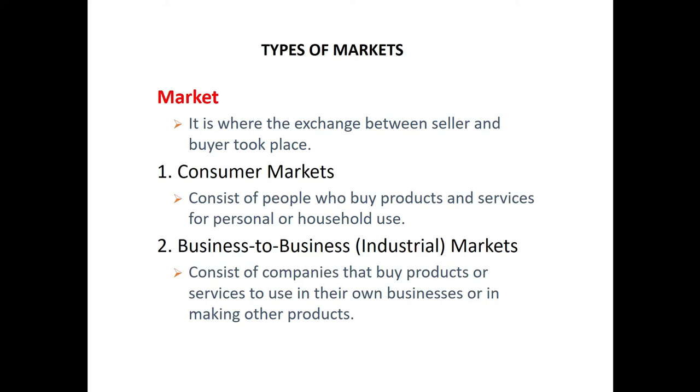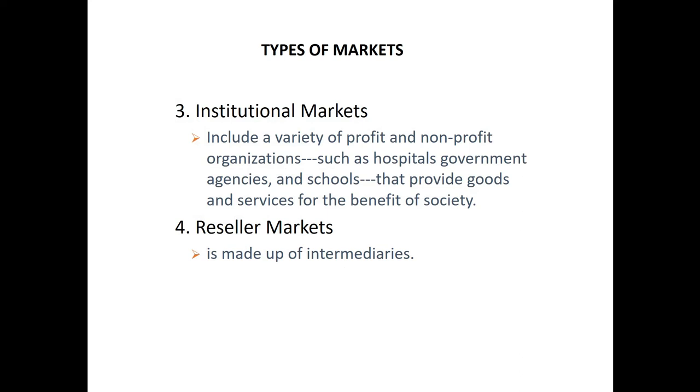However, when we speak of markets, we're also talking about consumer markets, which consist of people who buy products and services for personal or household use. We also have business to business markets or industrial markets. It consists of companies that buy products or services to use in their own businesses or in making other products. And then we also have institutional markets. We're talking about a variety of profit and non-profit organizations, such as hospitals, government agencies, and schools that provide goods and services for the benefit of the society.